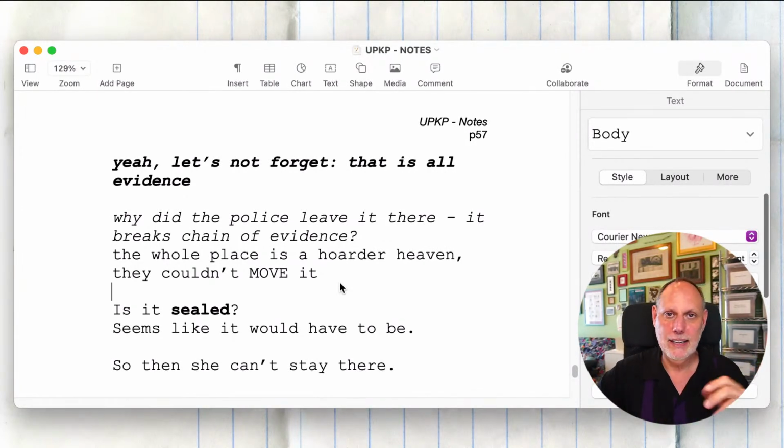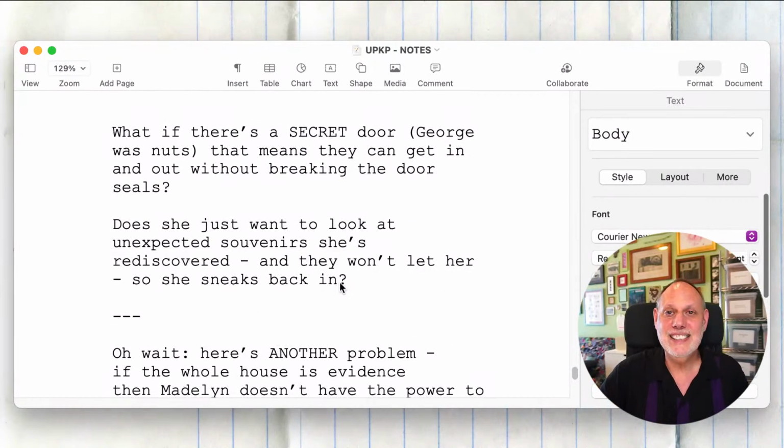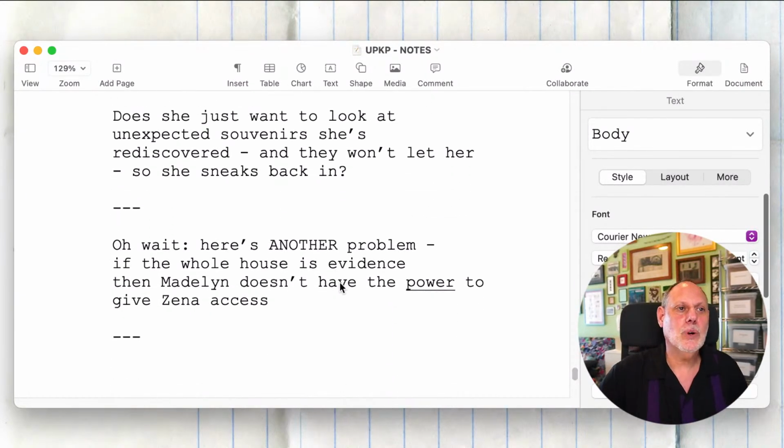And it's a big warning. Don't open this door. But if it's sealed, she can't stay there. So I started to think, well, what if she sneaks back into the sealed place? I mean, George is sort of a nut job. Maybe he's tinfoiled all the windows. And so if she can sneak back in, they won't even know she's in there. And then our whole story could still take place. So I started to work on that.